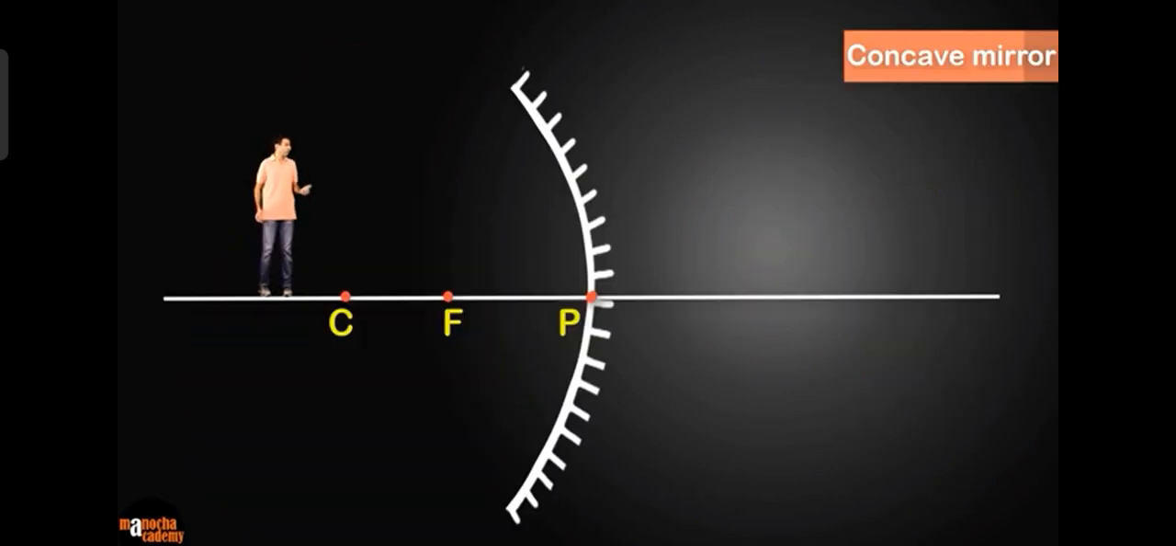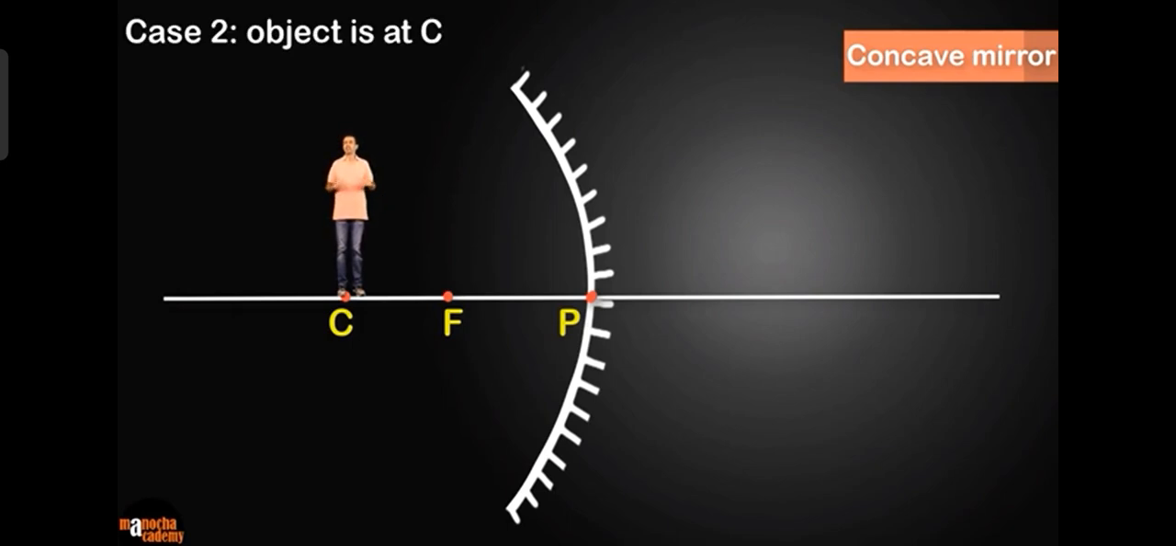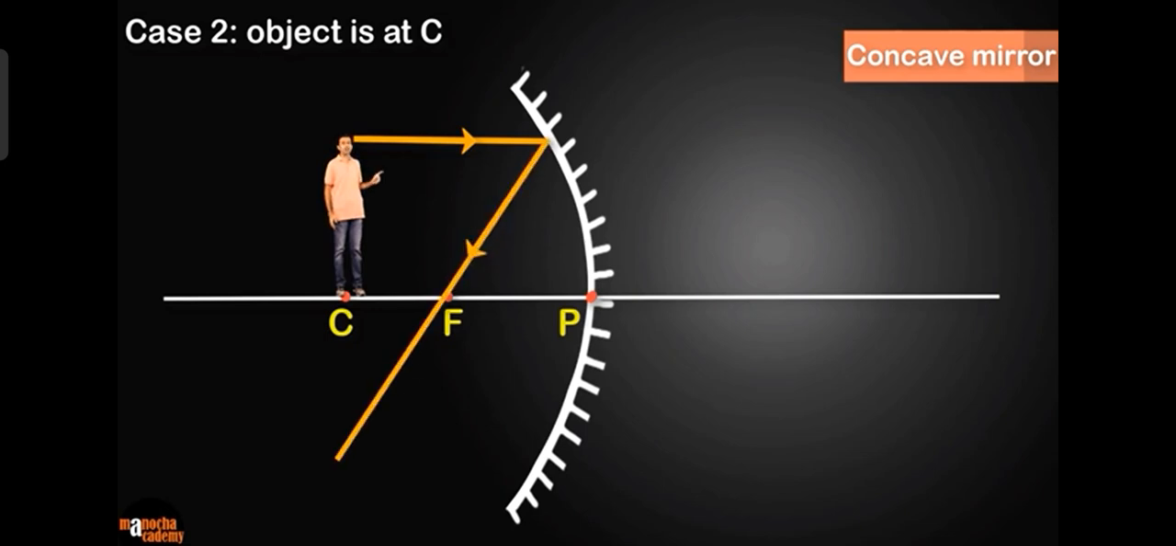Now let me walk closer to the mirror. I'm going to stand at C, the center of curvature, for our case 2. Once again, let's draw the rays from the top of the object. We need to use 2 rules from the first 3 rules. So for our first ray, let's use rule 1. The ray that is parallel to the principal axis, after reflection, passes through the focus.